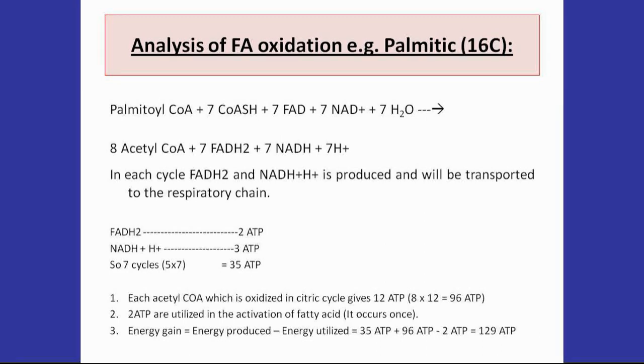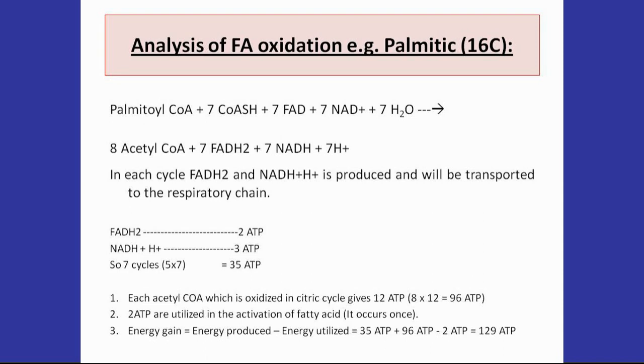Moreover, we need 7 molecules of FAD and 7 molecules of NAD. FAD and NAD help in the process of oxidation, and they get reduced. After the reaction, we get 8 molecules of acetyl coenzyme A plus 7 molecules of FADH2 plus 7 molecules of NADH, and moreover we get 7 hydrogen, that is, 7 protons.